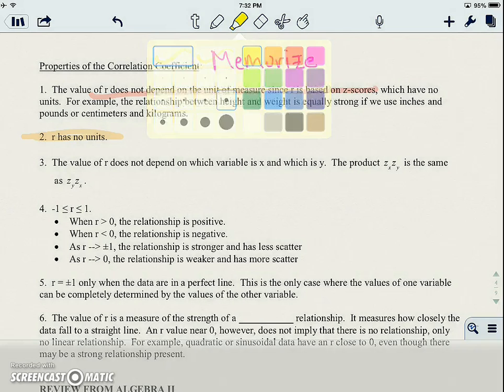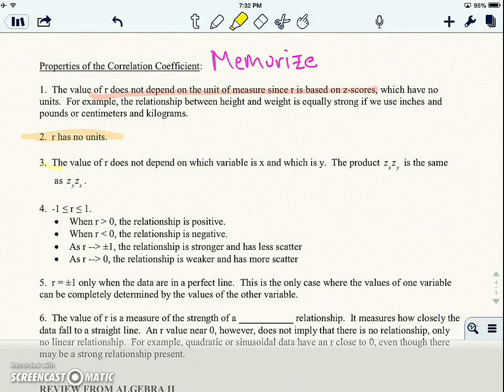Property number 3, the value of r does not depend on which variable is x and which is y. So if for some reason you put the response variable first, you'd still get the same r, but it's not going to help you out as much. You need to always put the explanatory variable here and the response variable here. But if you switched it, you would still get the same r, but the rest of the data would be funky. The line of best fit and stuff would be funky.